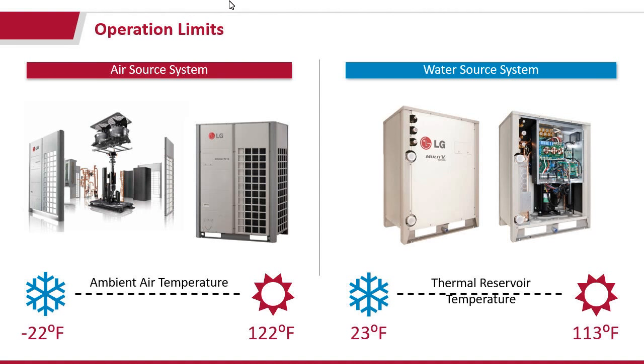And then it can operate in cooling mode all the way up to 122. So if you're doing a project, not in Alaska most likely, like Arizona or somewhere where it does get very warm, you would be able to still achieve that. And then same with the water source units. This would be the temperature range of your heat source or heat sink that you'd be able to have.